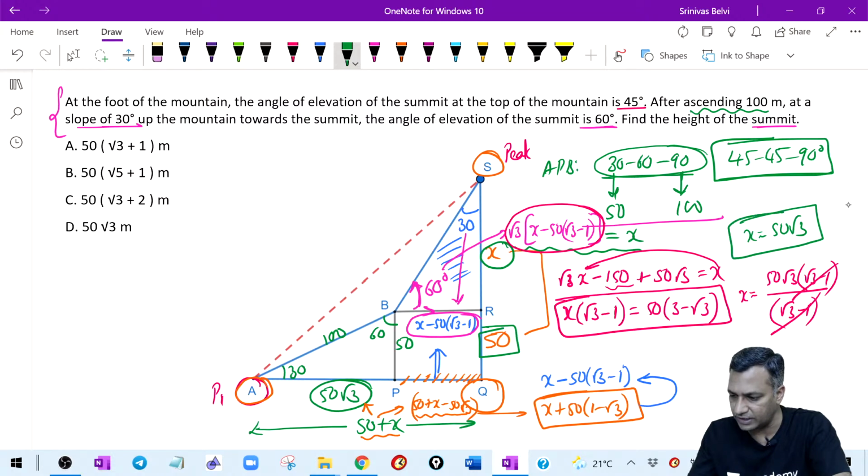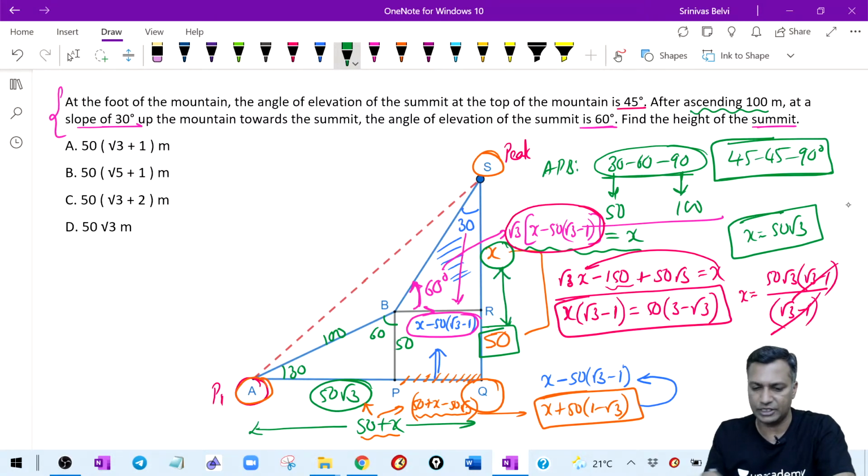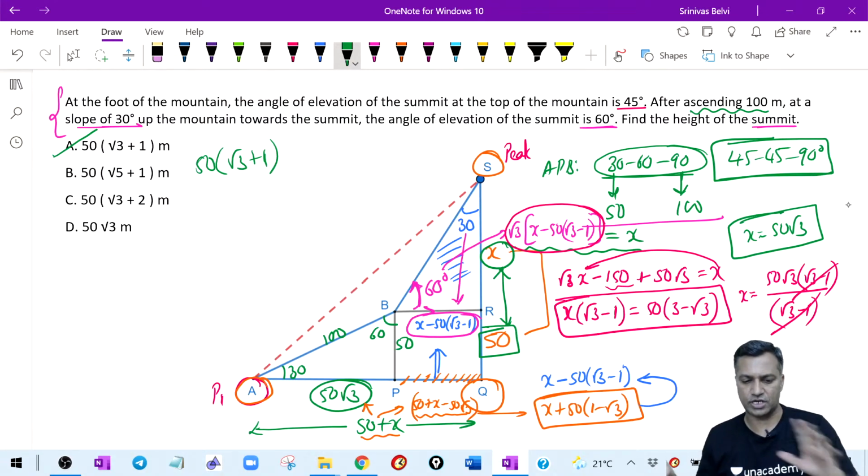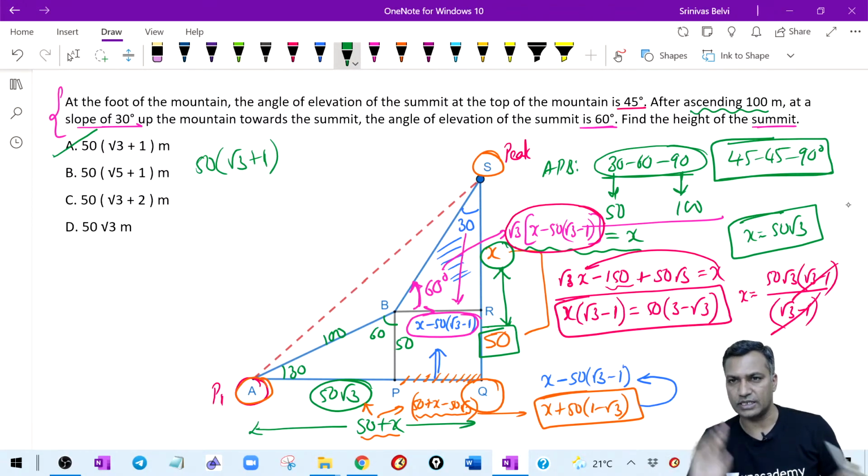That was the value of x. Value of x is 50 root 3. You have got to add 50 to this, and hence you write it as 50 times of root 3 plus 1 is the required answer, which is nothing but choice A. Calculation doesn't take much time out from there. This is what it technically becomes. Answer is option A, which becomes 50 times of root 3 plus 1.